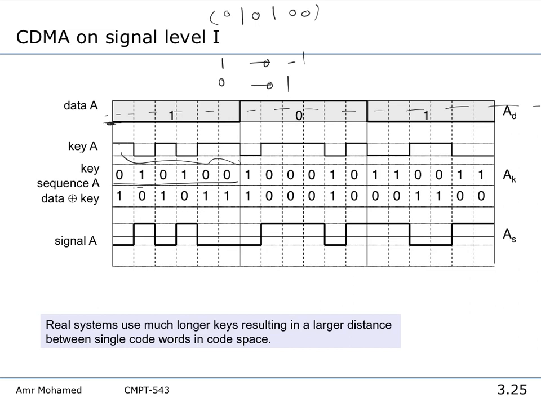So basically, what you do is that you get the multiplication of this, and this is the signal that you will send. This is AS. Here, AS is the composite signal from 6 different nodes. No, AS is the signal that node A will send out after it applies the CDMA code.